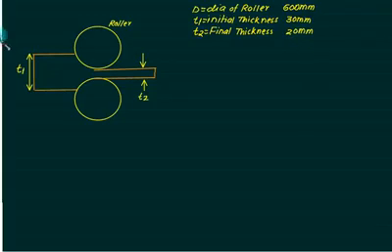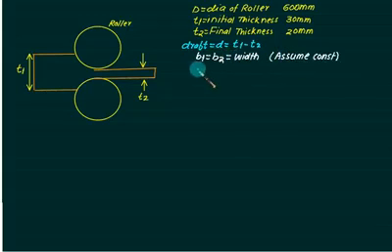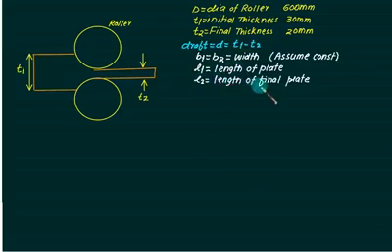So the first term we introduce is called draft. Draft is defined as the change in thickness, that is T1 minus T2. We assume here that B1 is the same as B2, so there is no change in the width. If L1 is the original length of the plate and L2 is the length of the final product, then there is no change in the volume, as we have seen yesterday.